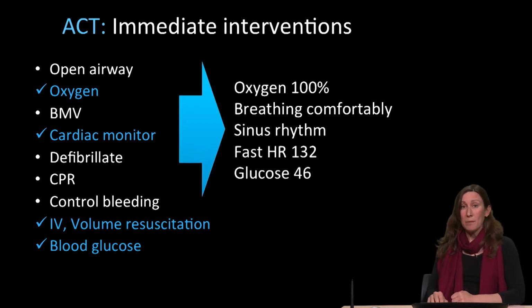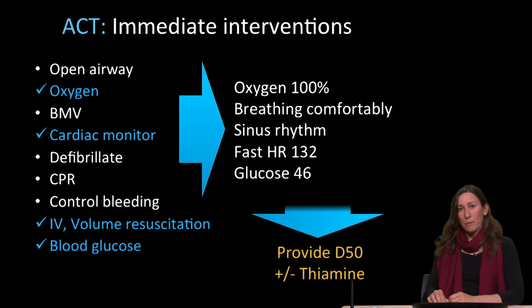We place him on a cardiac monitor and find that he's in a sinus rhythm with a heart rate of 132. There's no indication for defibrillation or CPR at this point, and he has no evidence of bleeding on your initial assessment. He does have this fast heart rate of 132, so we place an IV and we begin volume resuscitation with normal saline. We then also perform a point of care glucose and find that he has a glucose of 46. We immediately provide D50 as well as thiamine as soon as it is available.